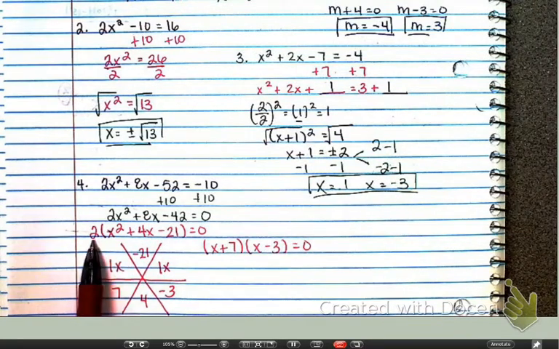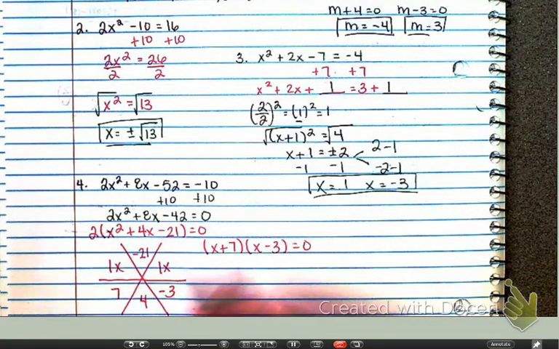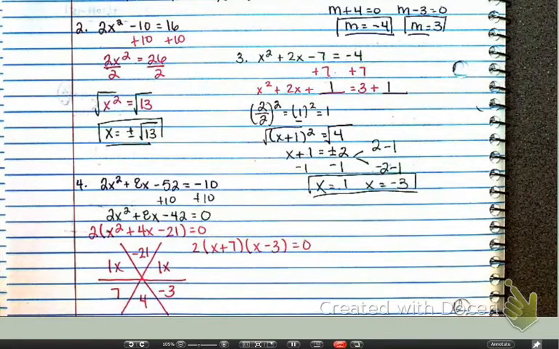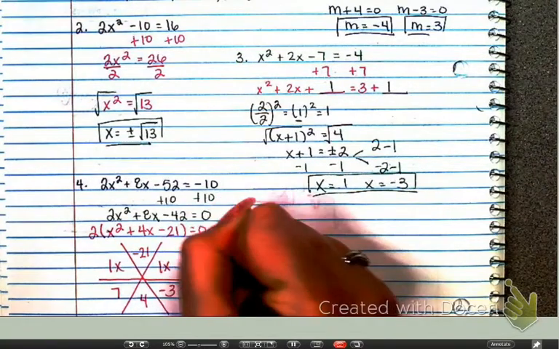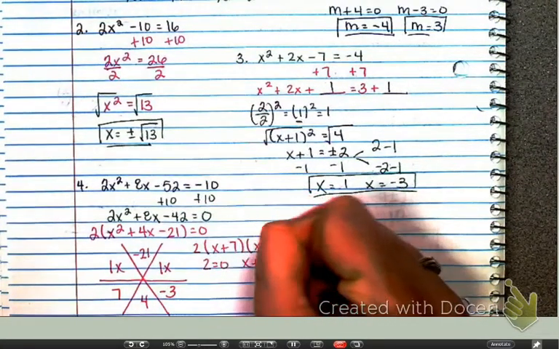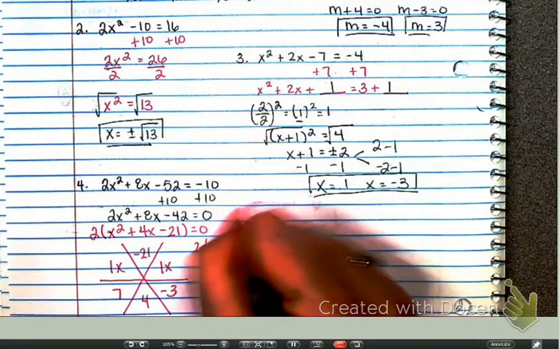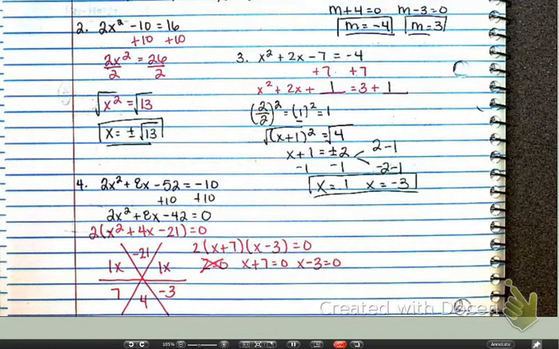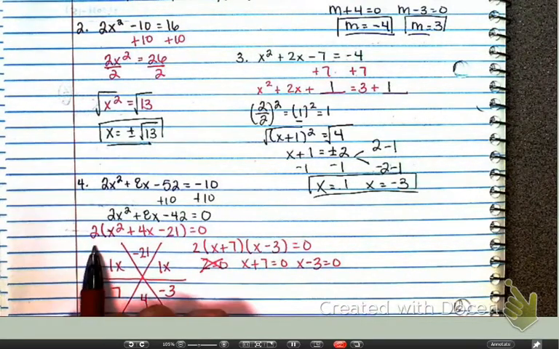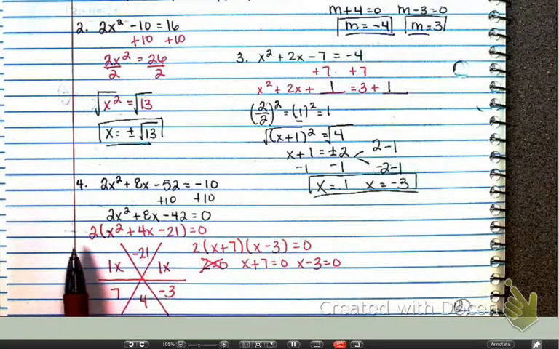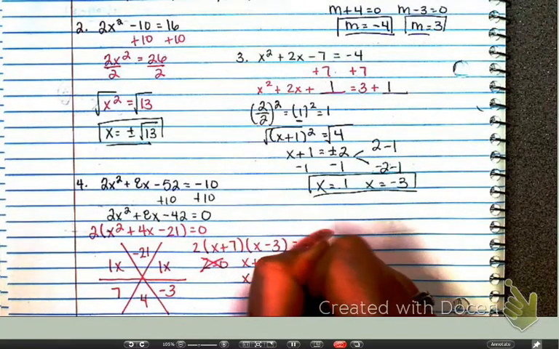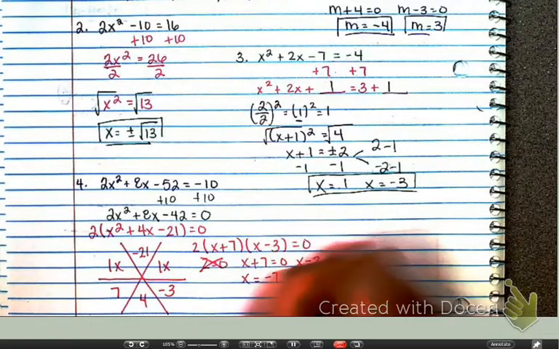Question, do I need to worry about this 2? Okay, so I'm going to put that 2 there. What do I do from there? You set everything equal to 0. Okay. And what happens with 2 equals 0? Because I'm factoring and solving, and there's not a variable next to that 2, I really don't need to worry about it because it's going to cancel out anyway. But that's okay. So x equals negative 7 and x equals positive 3.